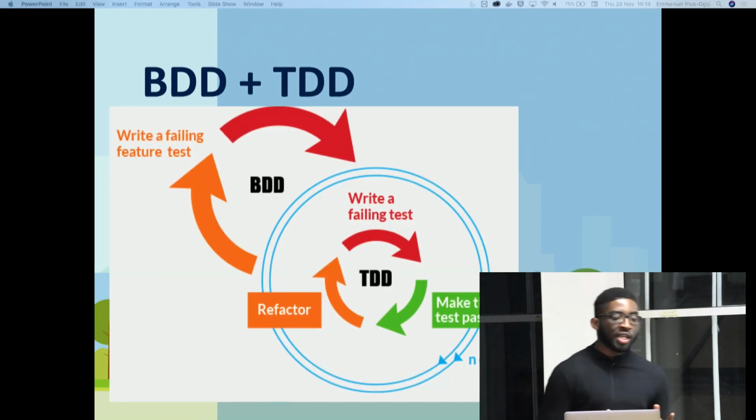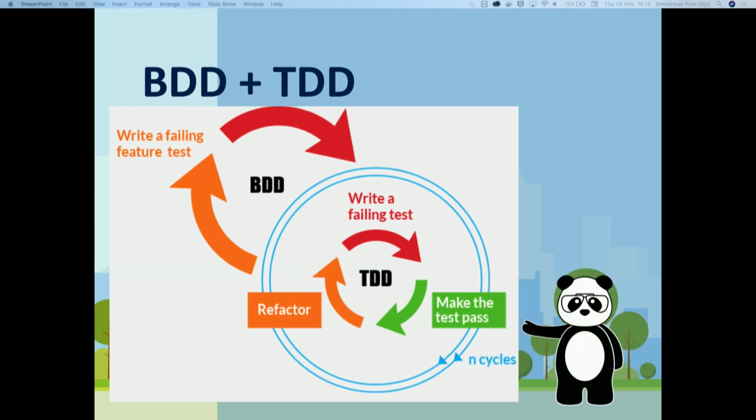So using BDD and TDD together, you end up with a cycle that looks like that. You have a high-level feature or behavior that you define as a requirement, and then you implement it as a feature test. That's your BDD part of the cycle. And to achieve that feature, you go through different cycles of TDD in your code development till all your TDD tests are passing, and then your overall BDD test for your feature is passing.